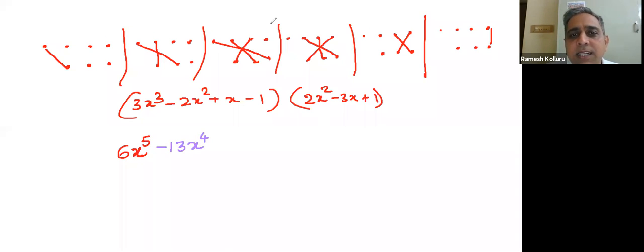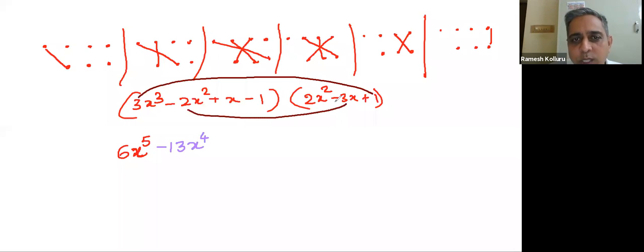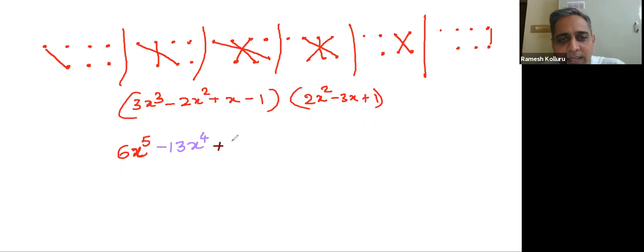And in the third case, let me take 3 into 1. The last one, 3 into 3 is over. 2 into 3 and 1 into 2. So here positive, positive and positive. So 3 plus 6, 9 plus 2 is 11. Are you getting it? So 9 plus 2 is 11. 11x cube. Now with 3, all the multiplications are over.